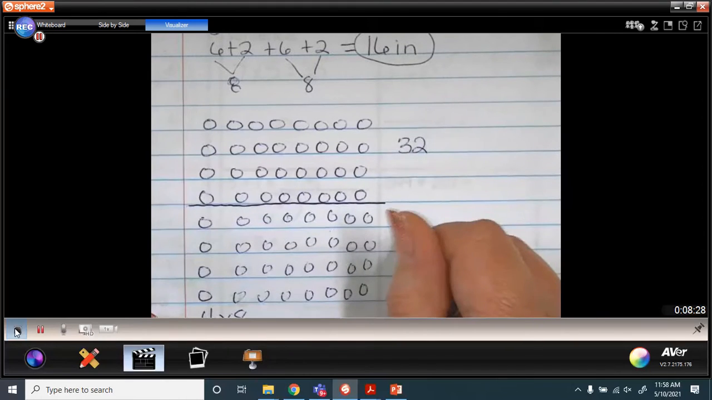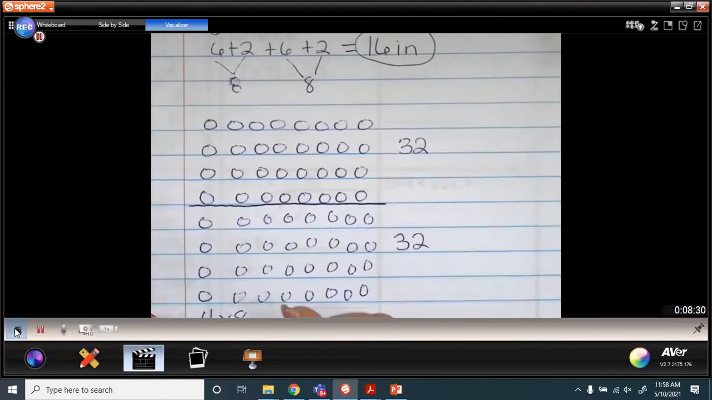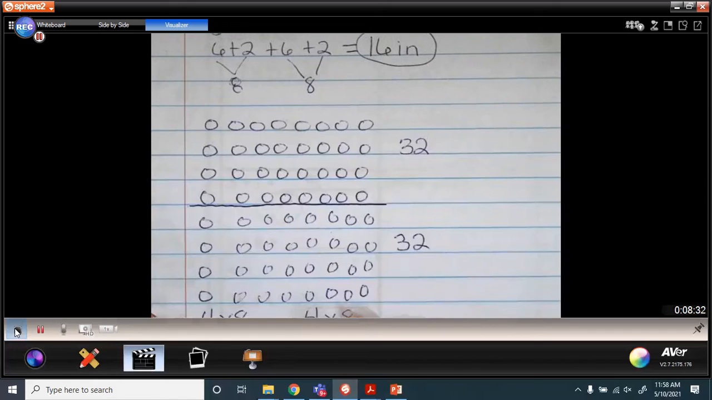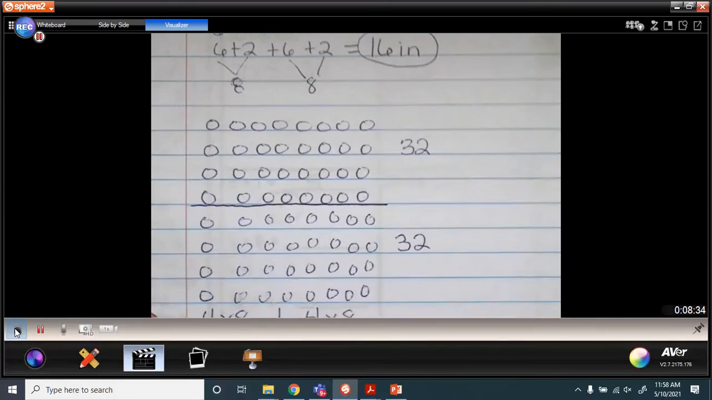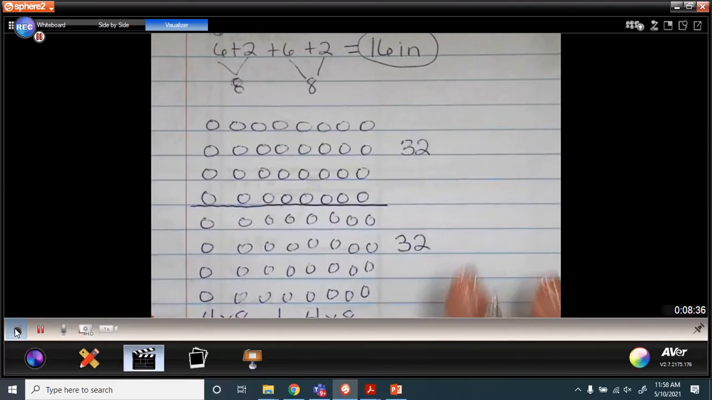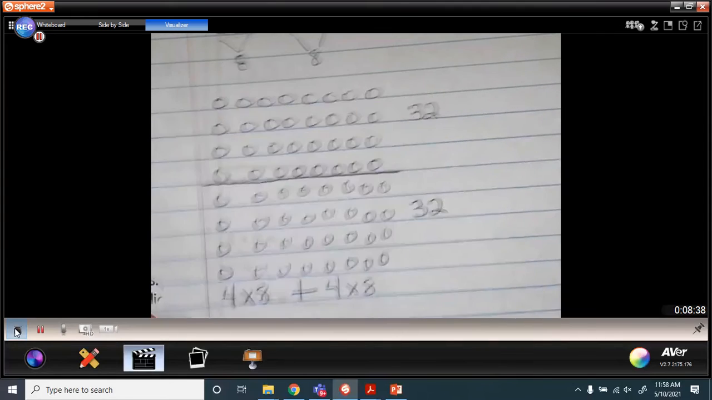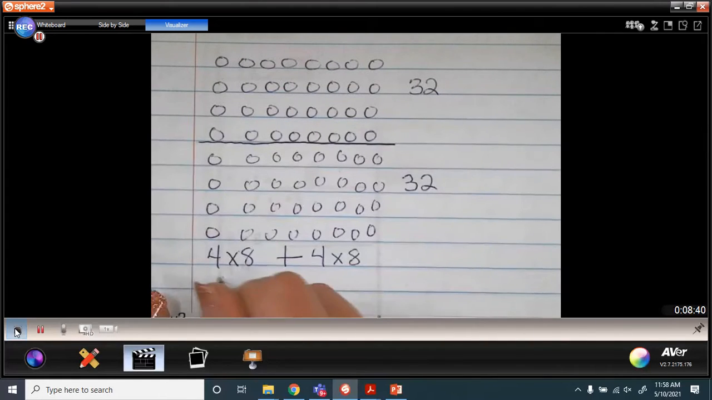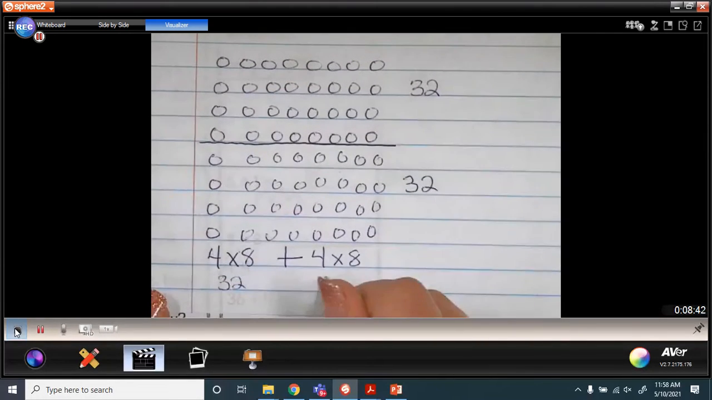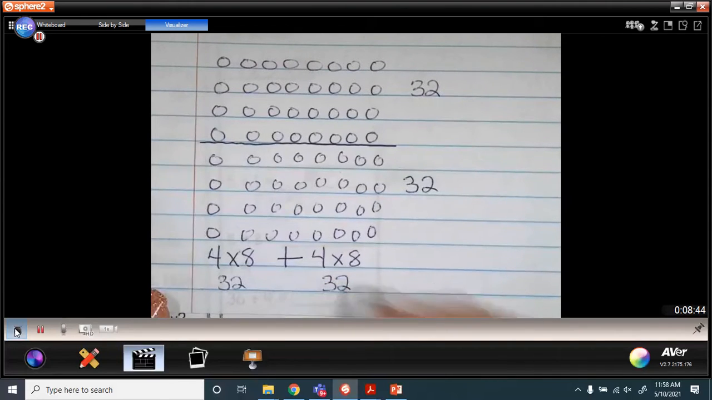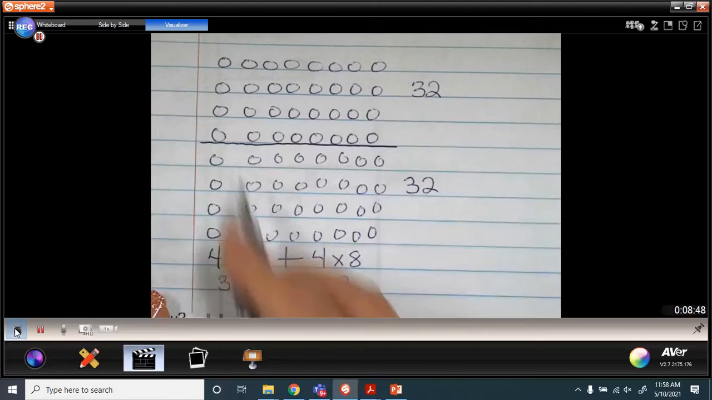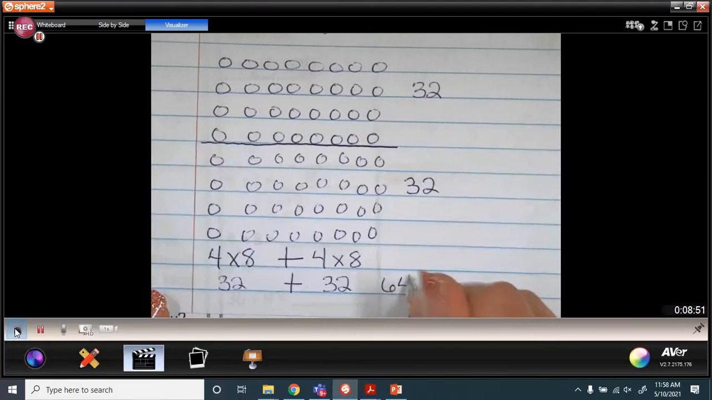And another 4 rows of 8 is going to be 32. And when I put these together, 4 rows of 8 is 32, and the bottom 4 rows of 8 are going to be 32. And when I put them together, I get 64.